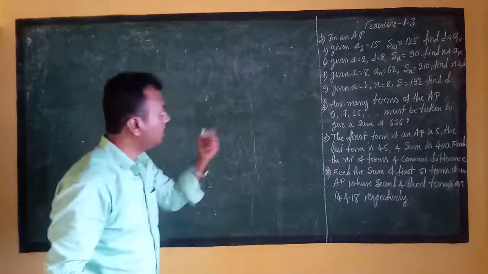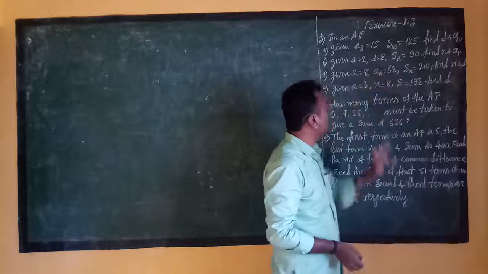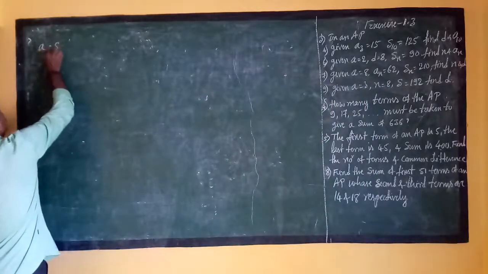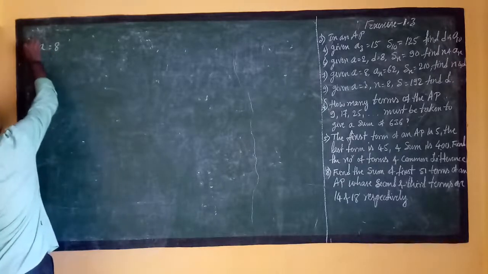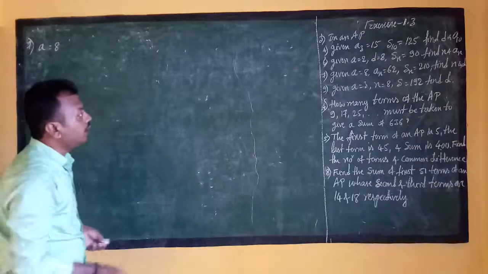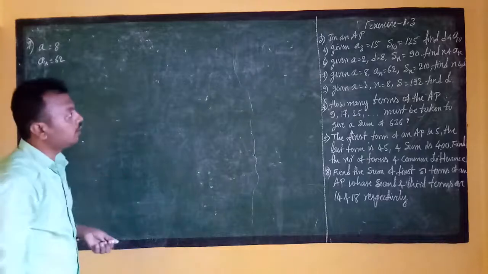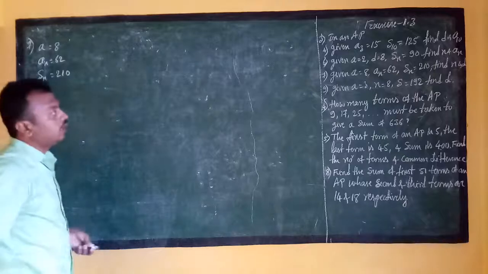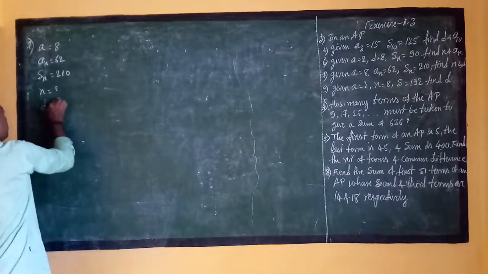Same, but a little bit different. So given a is equal to 8, an is equal to 62. Question number 7: a is equal to 8 and an is equal to 62, and then Sn is equal to 210, and then find the value of n and d. n is equal to question mark and d is also question mark.